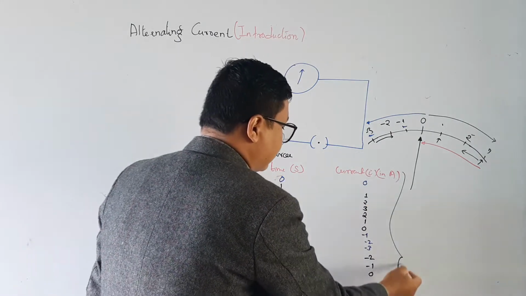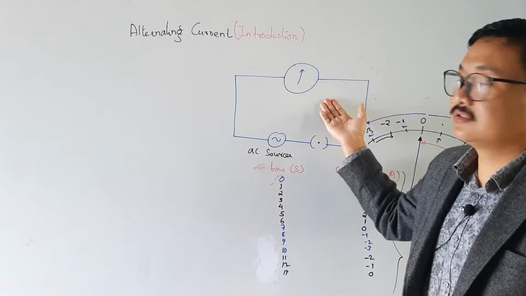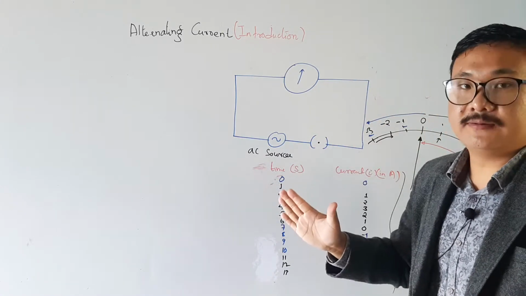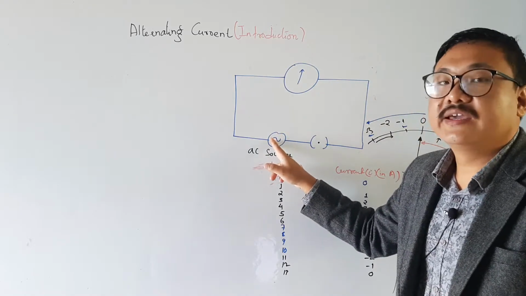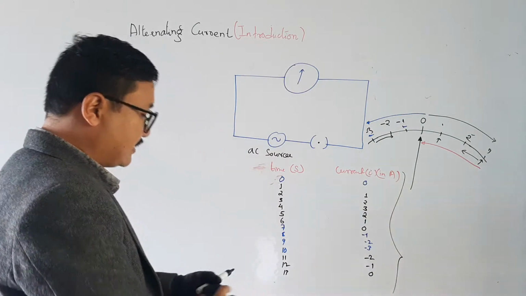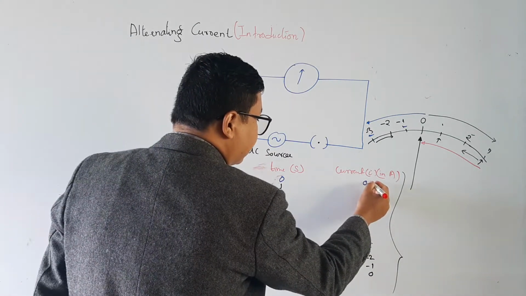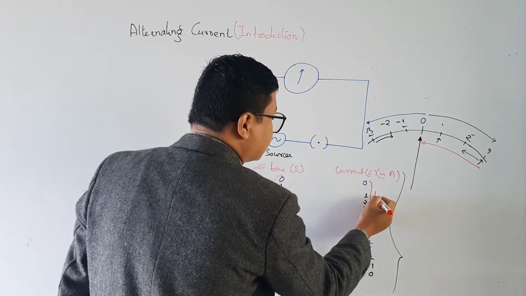So this is the observation that we see in the deflection of the galvanometer whenever this galvanometer is connected with the AC source. Now very interestingly, what we see is that from 0 it reached this 3, which is increasing.